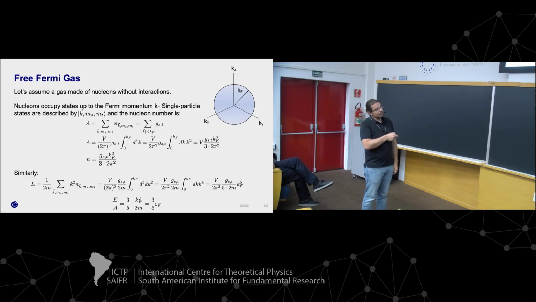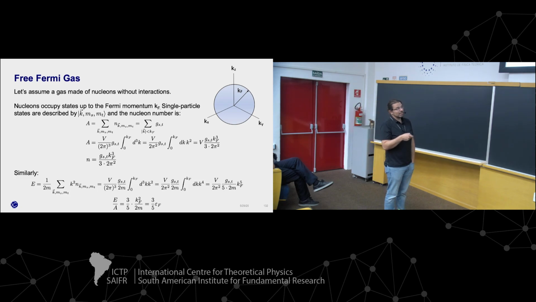And you can do the same for the energy, and you will get the energy per particle, which is just 3/5 times the Fermi energy in a free Fermi gas. And then you can plug in the density, and you will see that the energy per particle of a free Fermi gas goes as the density to the power of 2/3, basically. Okay, so that's the simplest model for the equation of state.